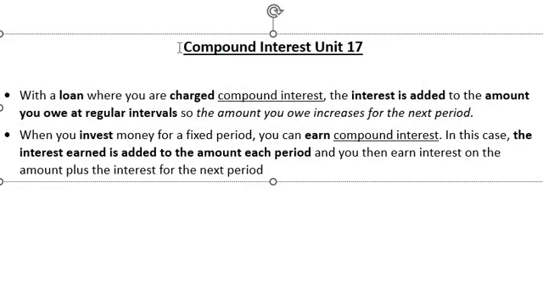Now there's another type of interest that is called compound interest. Here it says, with a loan where you are charged compound interest, the interest is added to the amount you owe at regular intervals. So the amount you owe increases for the next period. And when you invest money for a fixed period, you can earn compound interest. In this case, the interest earned is added to the amount each period. Then you earn interest on the amount plus the interest for the next period.